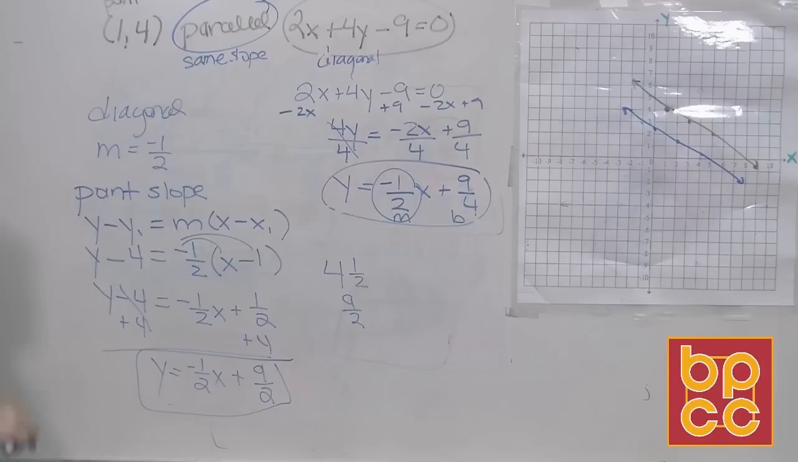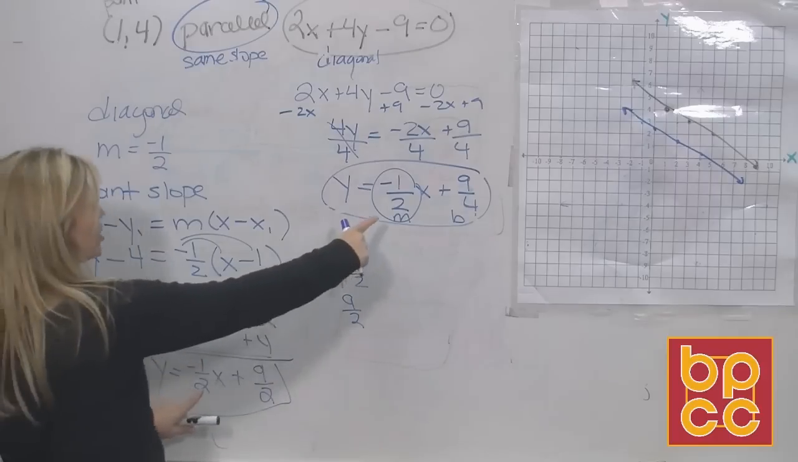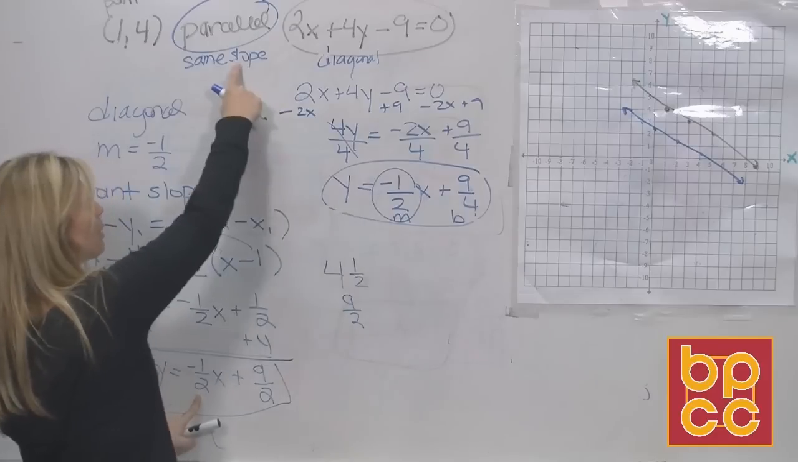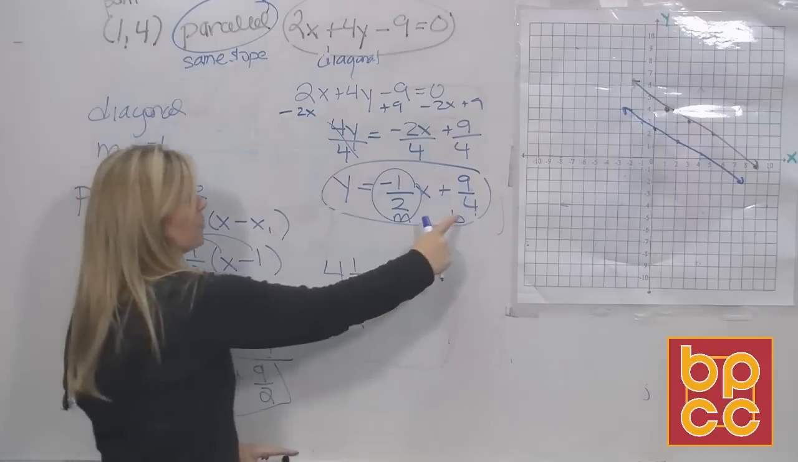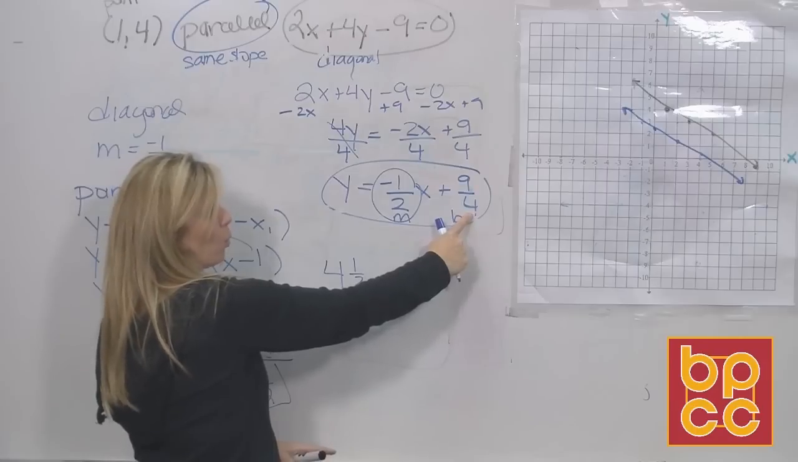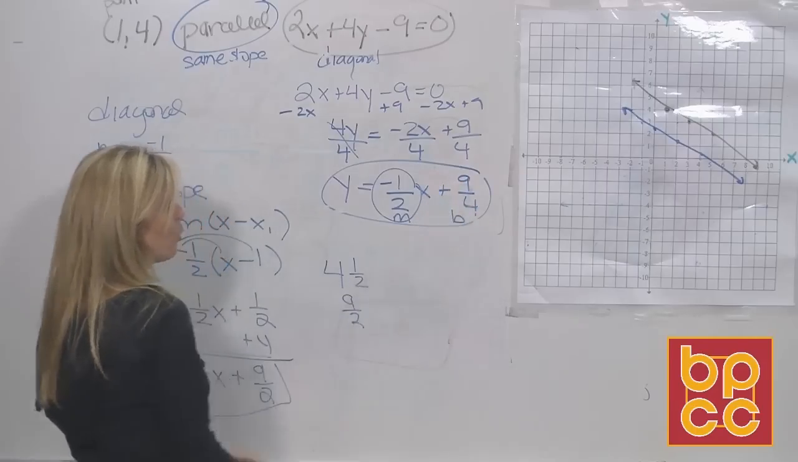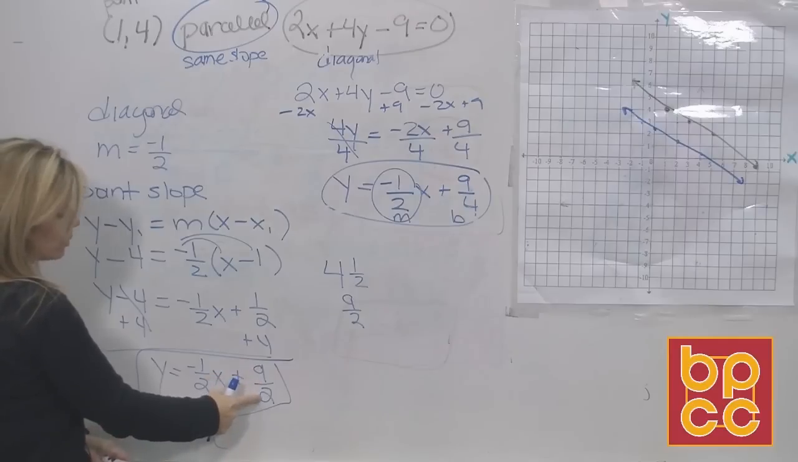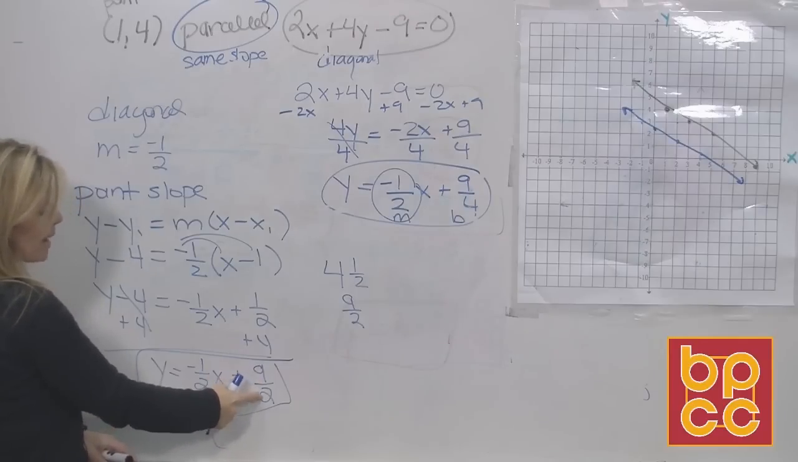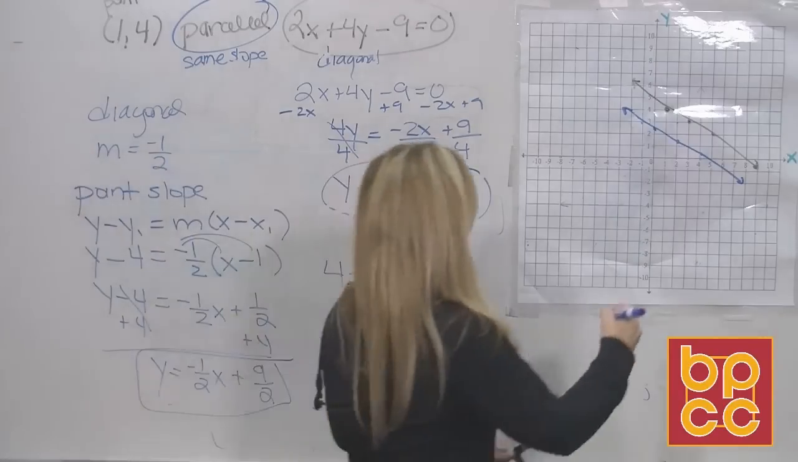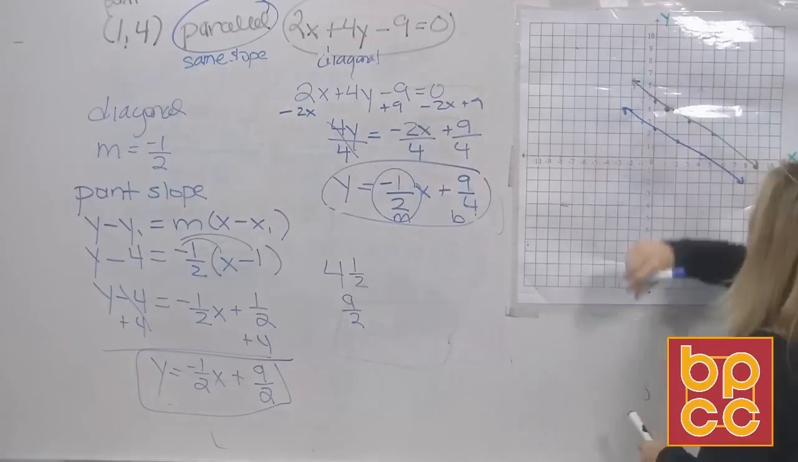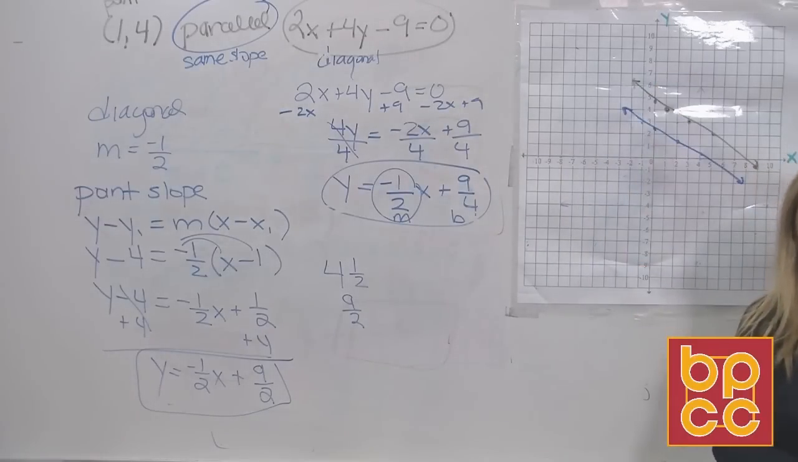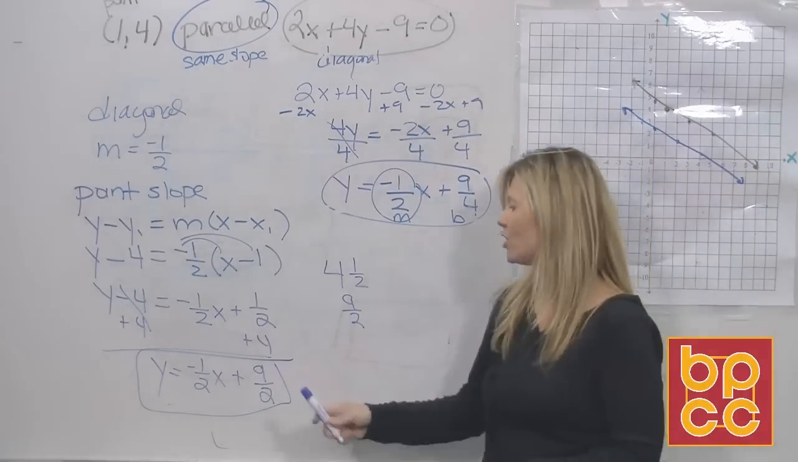Now, you're going to say to me, Miss Black, it's the same equation. No, it's not. Both of these equations have the same slope because we said they were parallel. But everybody look, this diagonal line's y-intercept was at 9 divided by 4. This diagonal line's y-intercept is 9 divided by 2. And if you think about that, 9 divided by 2 is 4 1/2. And that's where it's touching. This diagonal line is touching somewhere in the middle of 4 and 5. So that is a different equation.